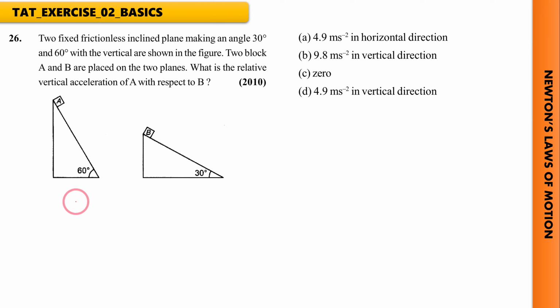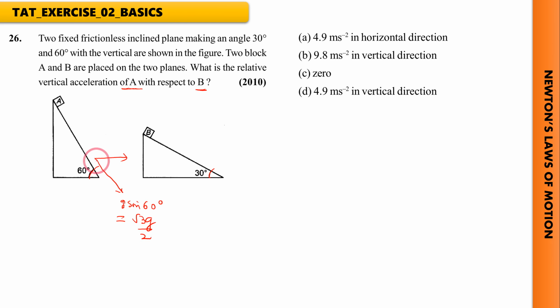In question number 26, two inclined planes are given at 30 and 60 degrees, and we have to find the acceleration of block A with respect to block B, right? So first, find the acceleration of both in xy vector form. So in this direction, the acceleration of A is given by g sin 60 degrees, that is root 3g by 2.